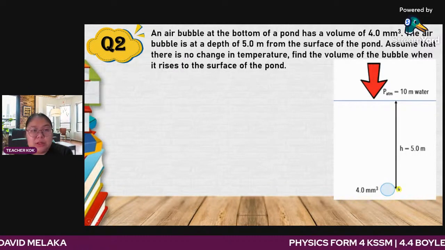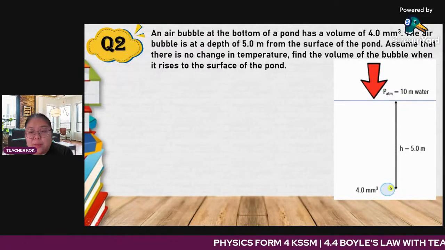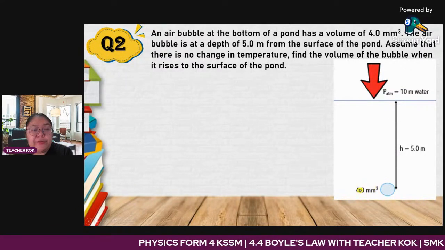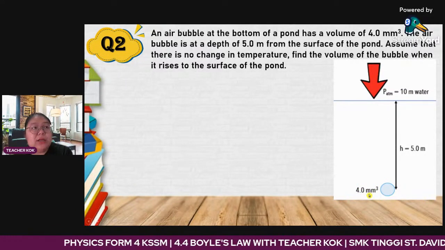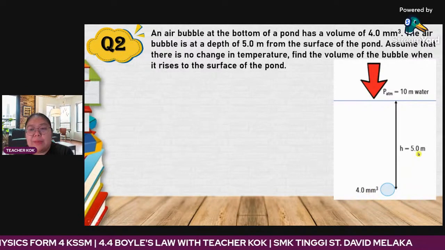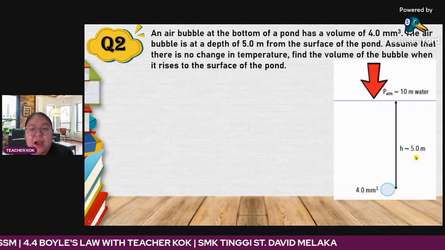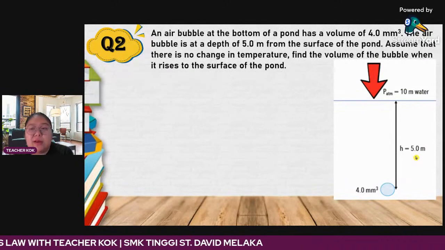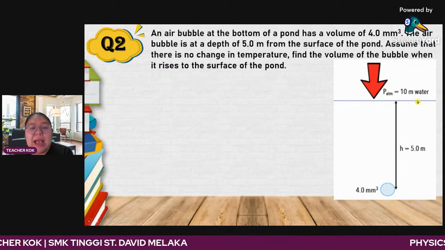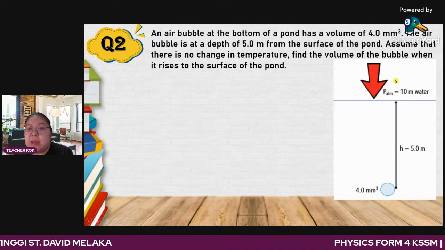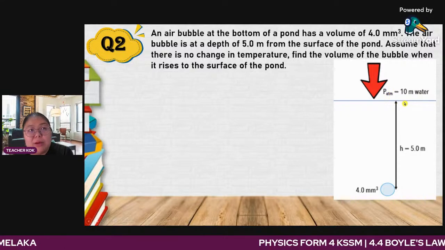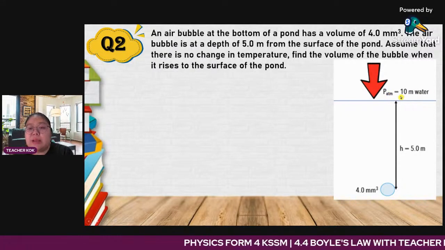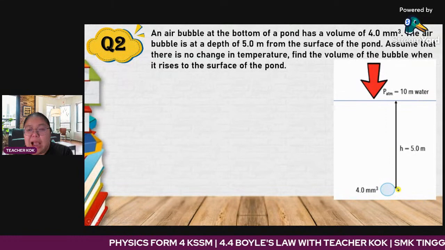Now a bubble at the bottom, the volume is 4 millimeter cube. The depth is how many? 5 meter from the surface. Then at the surface, what pressure do we get? Atmospheric pressure. Then the atmospheric pressure is how many? 10 meter water. So that means in the deep sea, how much pressure?